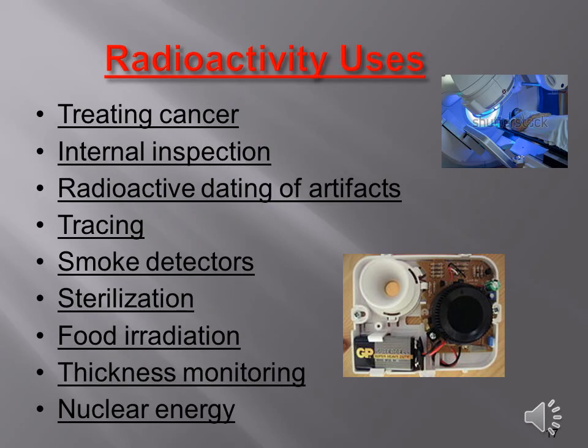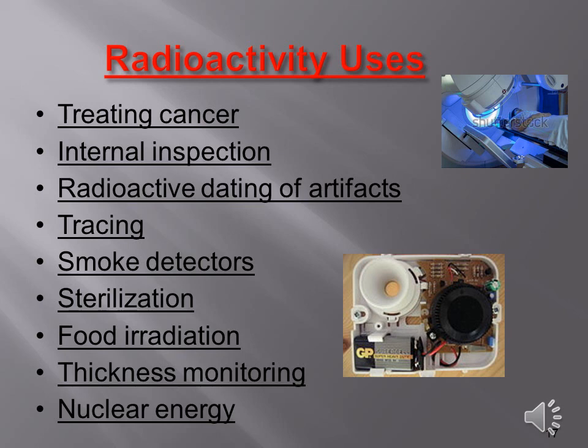To sum up the topic, let us discuss the uses of radioactivity. 1, it's used in treating cancers, where a radioactive element is used to kill cancer cells. 2, it's used in internal inspection. Sometimes a radioactive element is introduced into our body so that an expert can carry out inspection inside our body without an operation.